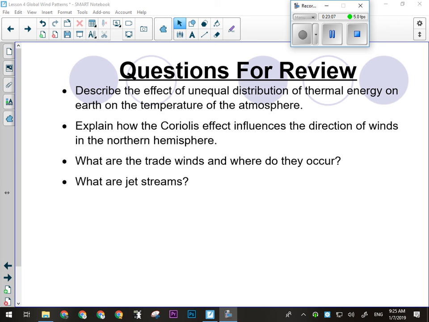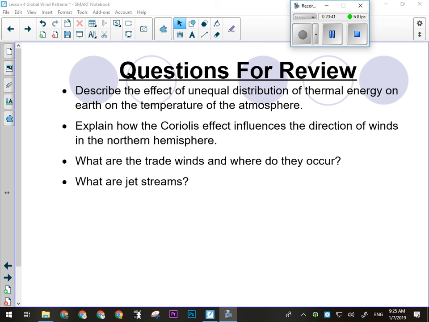So what's the effect of unequal distribution of solar or thermal energy on the Earth, on the temperature of the atmosphere? All right, well, where gets the most energy? The equator. All right. The second law of thermodynamics says that can't all stay there. The energy has to be transferred from hot to cold. So because there's unequal distribution, the atmosphere has to move in order to equalize that. That movement is convection, which we call wind within the Earth's atmosphere.